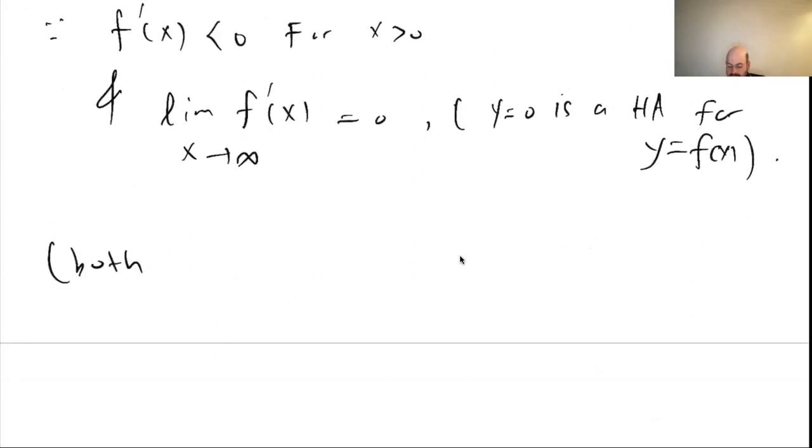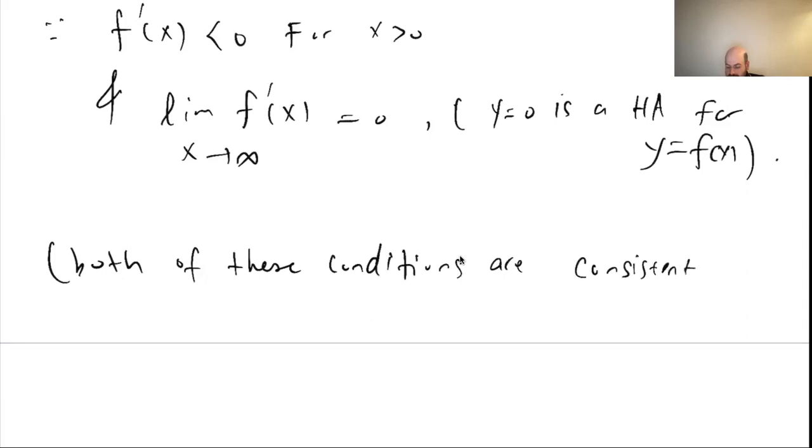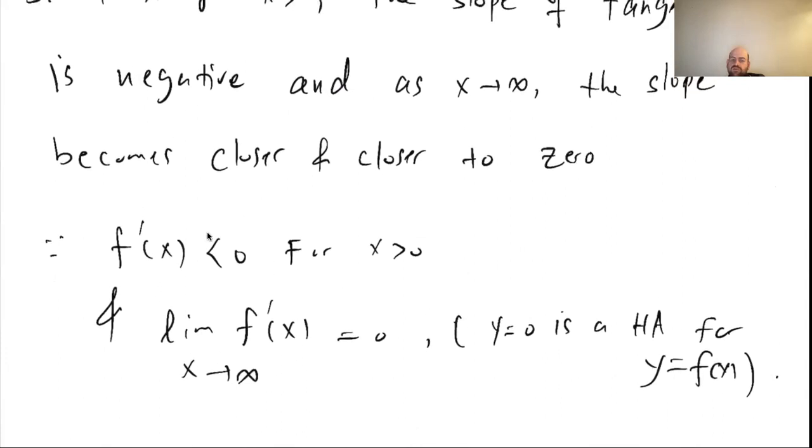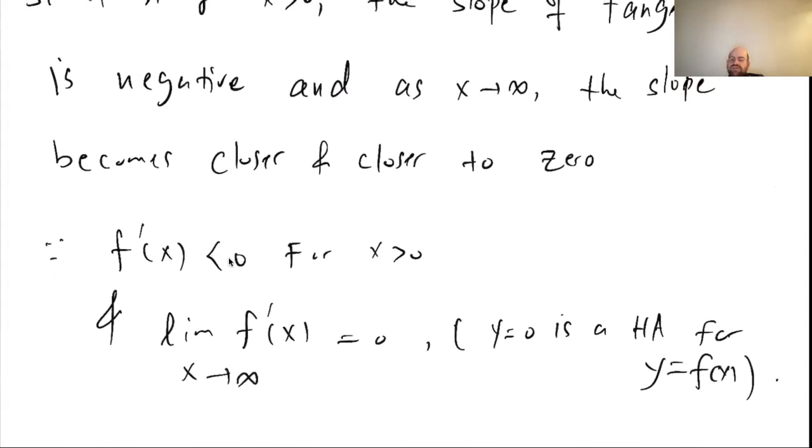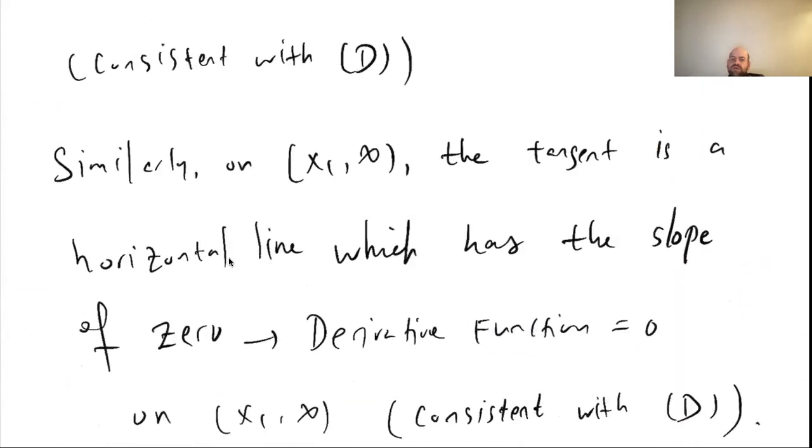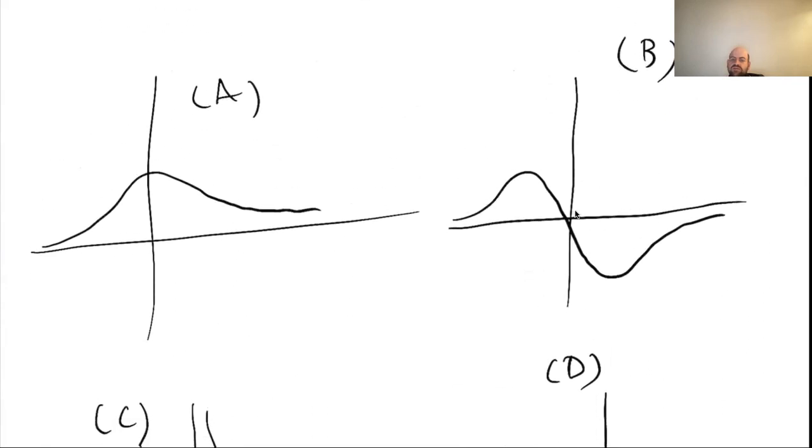Again, both of these conditions are consistent with the graph in B. So the graph in B has the feature that you want the derivative function to be less than 0. Less than 0 means below the x-axis, if x is positive. If you're on this side of the x-axis, your function is below the x-axis. And as x approaches infinity, the y values of the derivative function become closer and closer to 0, which means y equals 0 is a horizontal asymptote for your function.